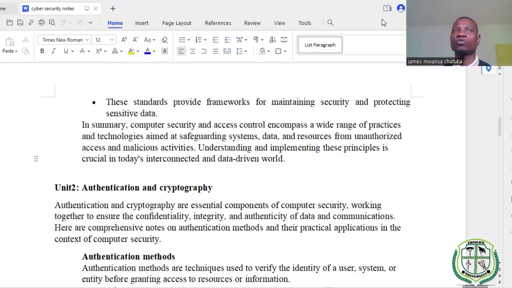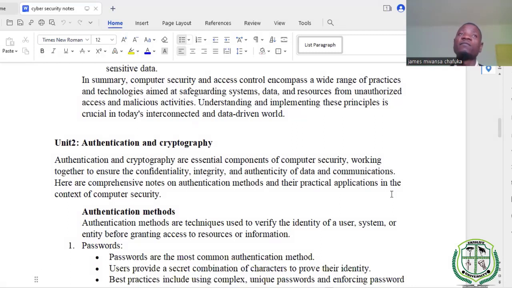So under unit 2 of cybersecurity, we are going to mainly focus on authentication and cryptography, which is very much important in cybersecurity. So yeah, like I said, we are looking at unit 2, and our main focus is authentication and cryptography. Now let us start by looking at authentication.